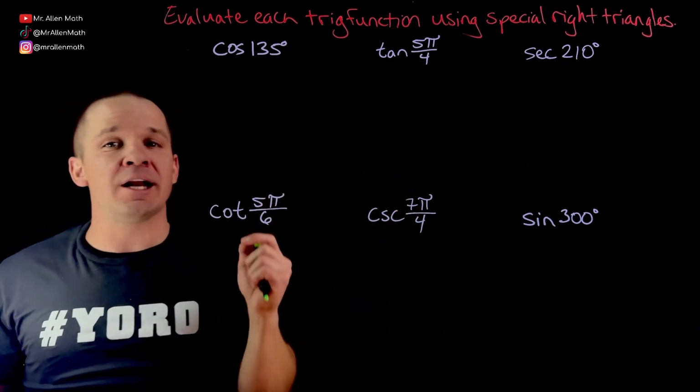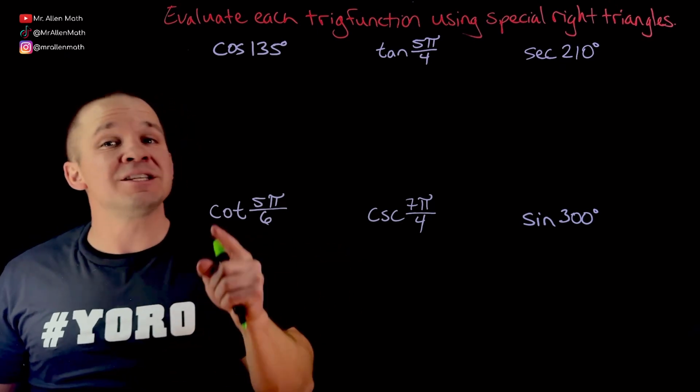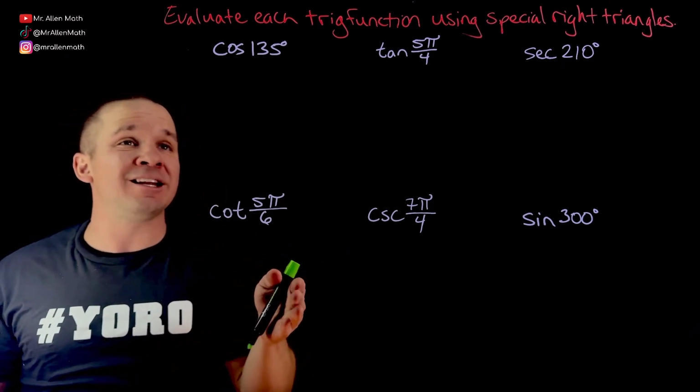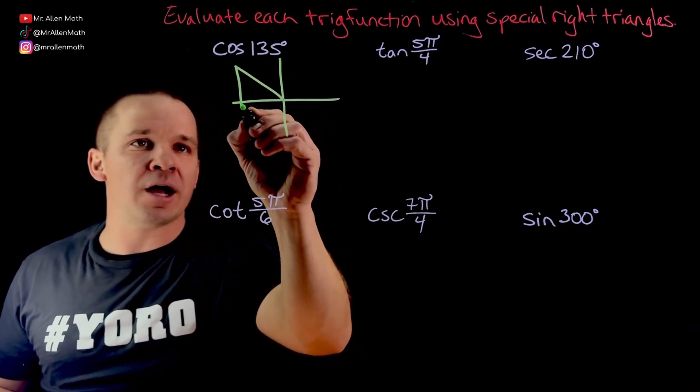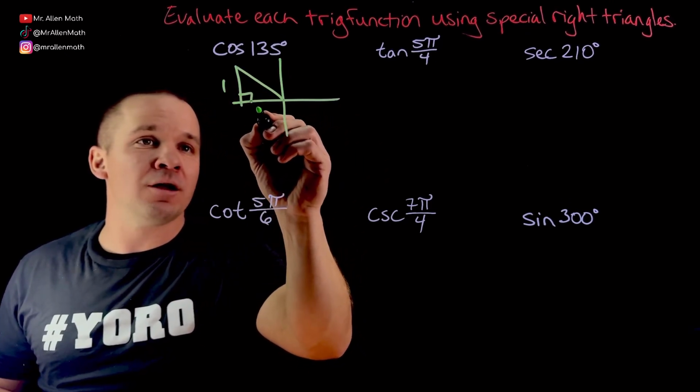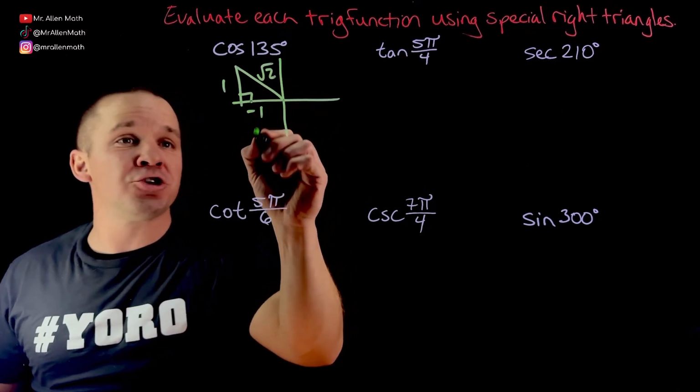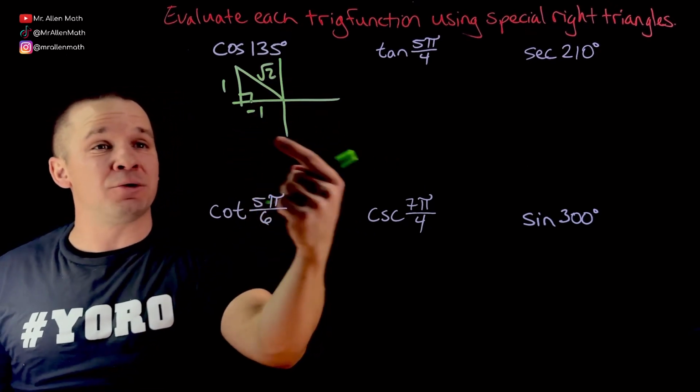So cosine of 135. What's my reference? It's a 45-degree reference located in the second quadrant. So I'm going to draw that up right now. Draw up a triangle in the second quadrant. That'd be 1, 1, root 2. Make sure that we pop a negative on that one because it's going to the left.